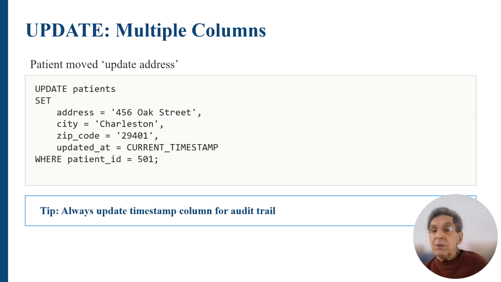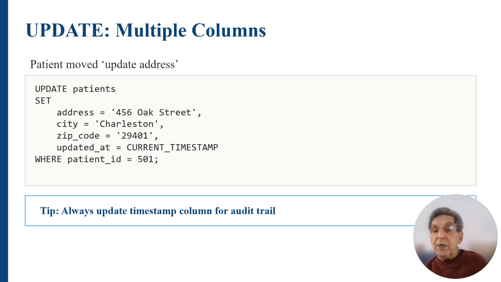Update multiple columns. When a patient moves, you typically need to update multiple columns at once. So here we're updating the address, city, zip code, and updated at, all in a single statement. Each column assignment is separated by commas within the SET clause. Notice that the last column, updated at, equals current timestamp.